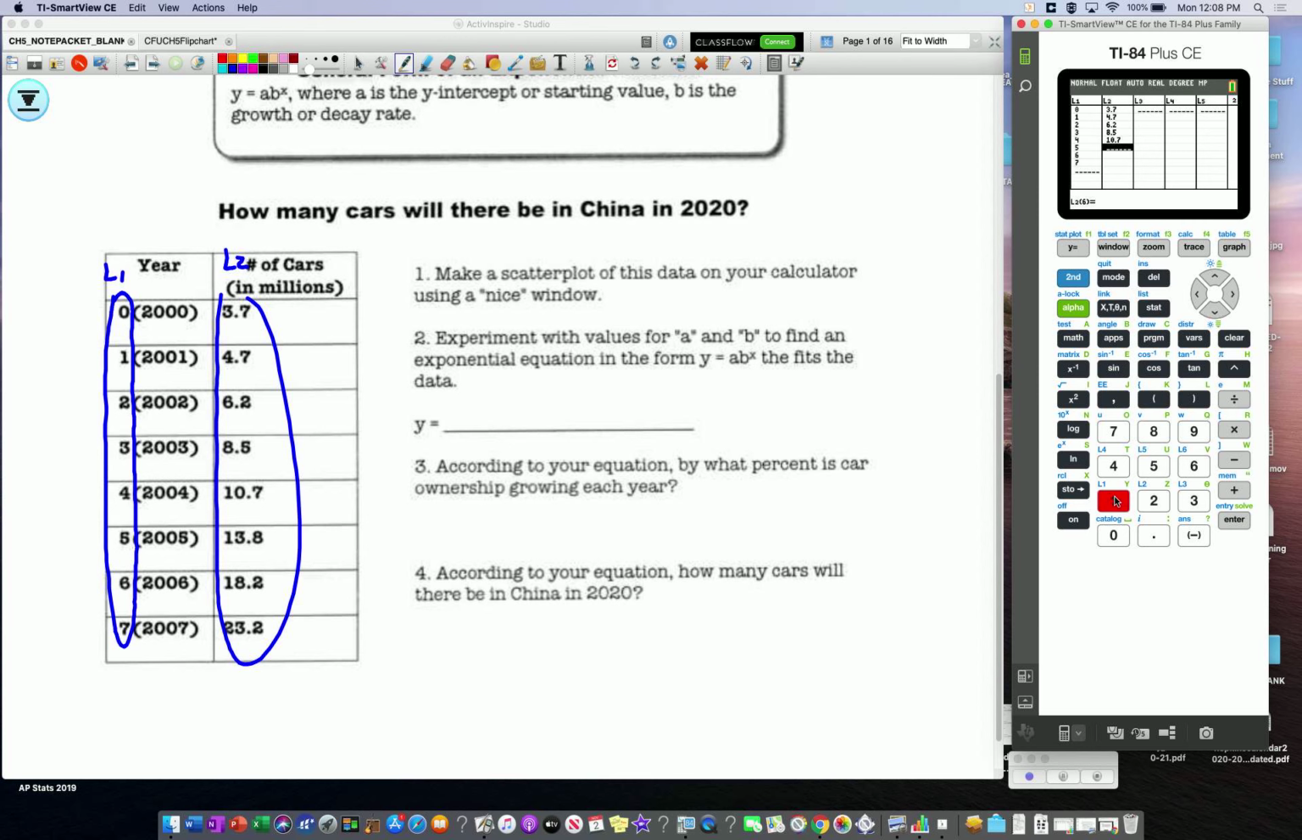Sorry about that. So we keep on going and enter these values in. Almost there, 18.2 and 23.2. So I do double check just to make sure everything's looking good.